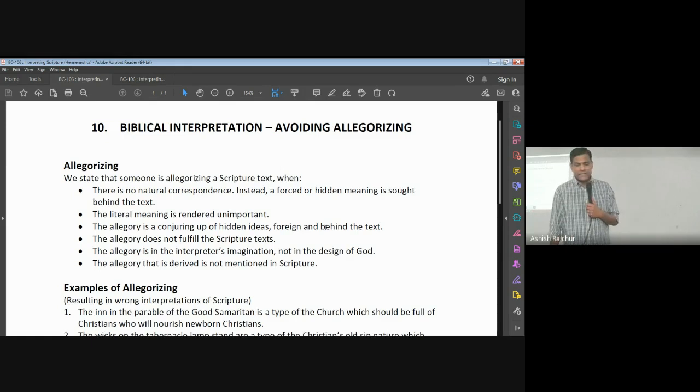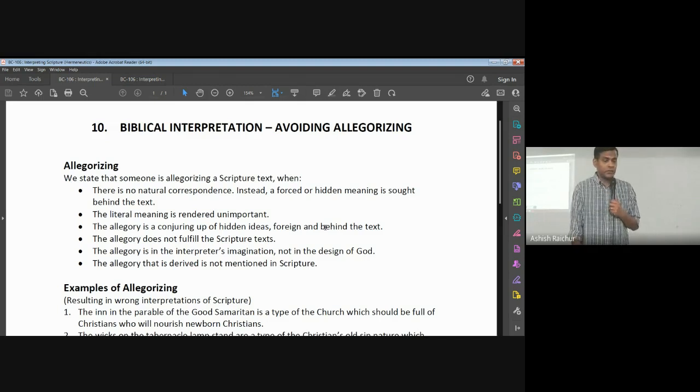Instead of taking the literal meaning, this is what it actually meant. The allegory is conjuring hidden ideas foreign to and behind the text. It is not consistent with the scripture text itself. It is in my imagination, and it is not supported by the rest of scripture. So when you find somebody doing something like this with a scripture text, then you say, hey, they're allegorizing.